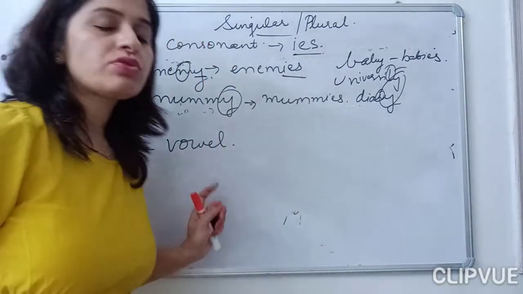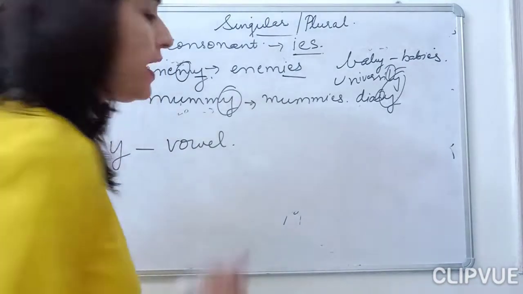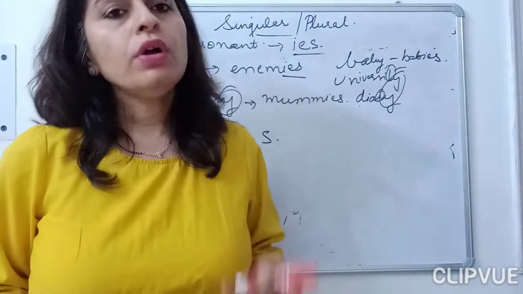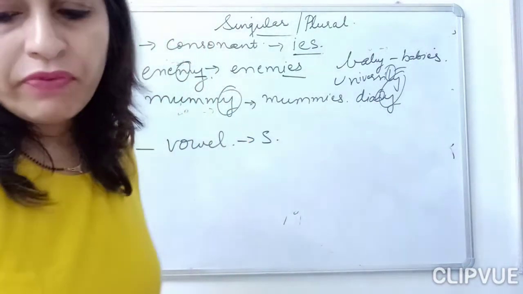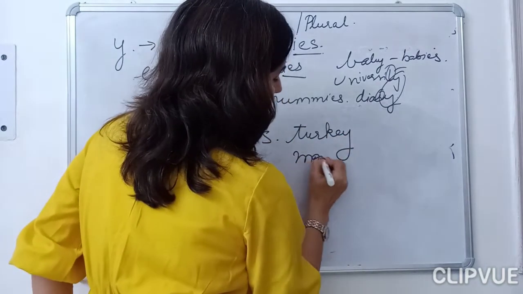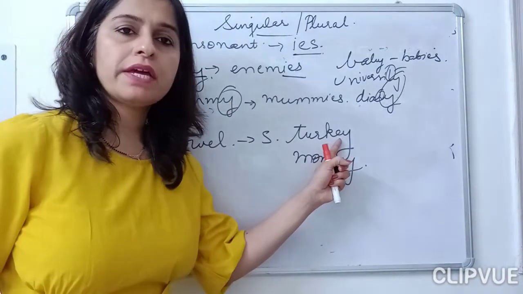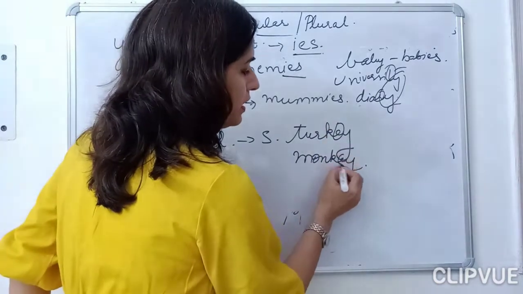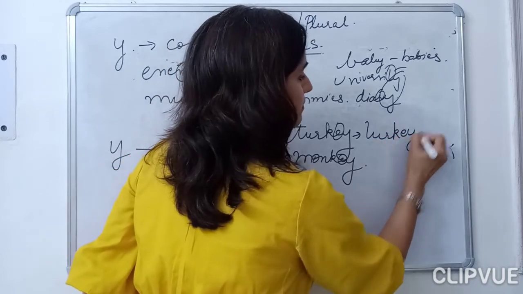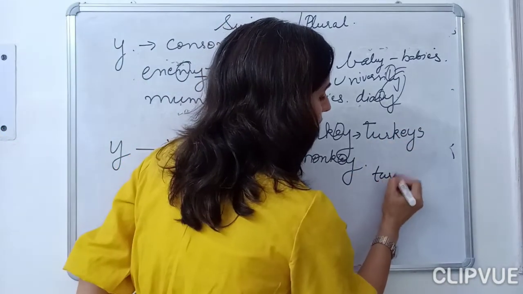Now let's move on to the next, children. When there is a vowel before a Y, then what do we do? We just add S, children. As I have said, vowels are A, E, I, O, U. Now suppose there is a word turkey, monkey. Here see, it's ending with Y, but before that there is a vowel. E is a vowel. So the spelling will be turkeys, and not turkies.